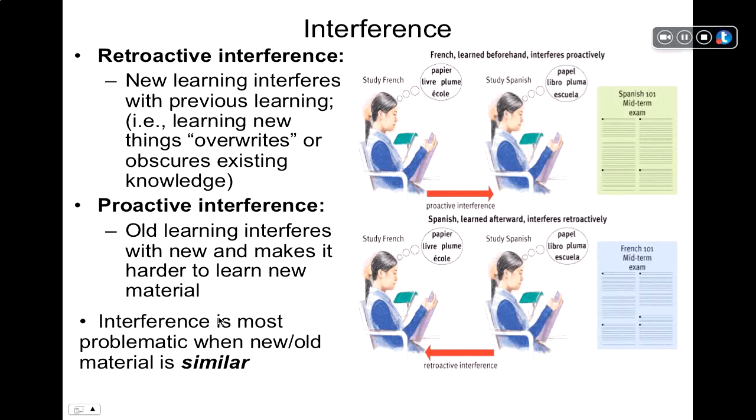So interference is most problematic when new and old material is similar, and this kind of makes sense. So, for example, in the language example here, if there are certain similarities in pronunciation or certain verb similarities and word similarities, that there's some overlap between the languages, then you can expect there to be greater interference. And the greater the interference, the more difficulty that you're going to have in recall. So you can think of forgetting as a failure in retrieval due to interference, information overlapping and interfering with other information.